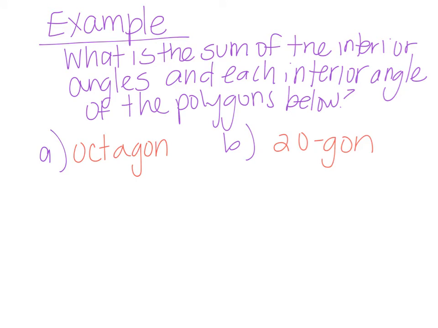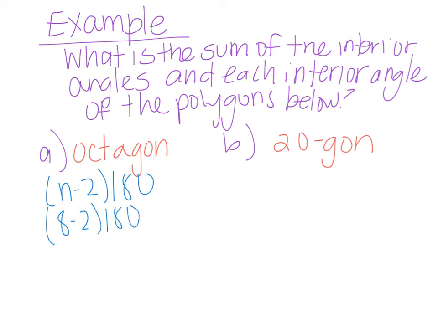Alright, so here are two quick examples of finding the sum of the interior angles of the polygons listed below. Octagon, that obviously has 8 sides, so we're going to use the formula n minus 2 times 180, and plug in 8 for n. So this is going to be 8 minus 2 times 180. 8 minus 2 is 6. 6 times 180 is going to be 1080. So the sum of all of the interior angles of an octagon will always be 1080. And that's always the case. Any octagon that you ever have, if you add up the interior angles, that will always end up being the case.